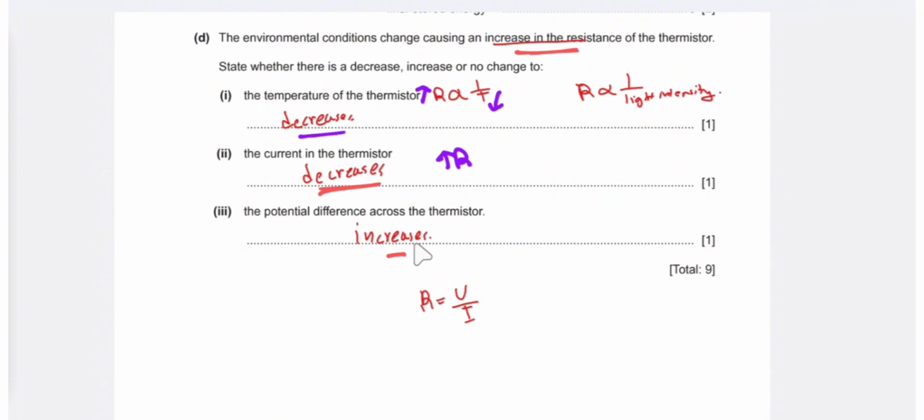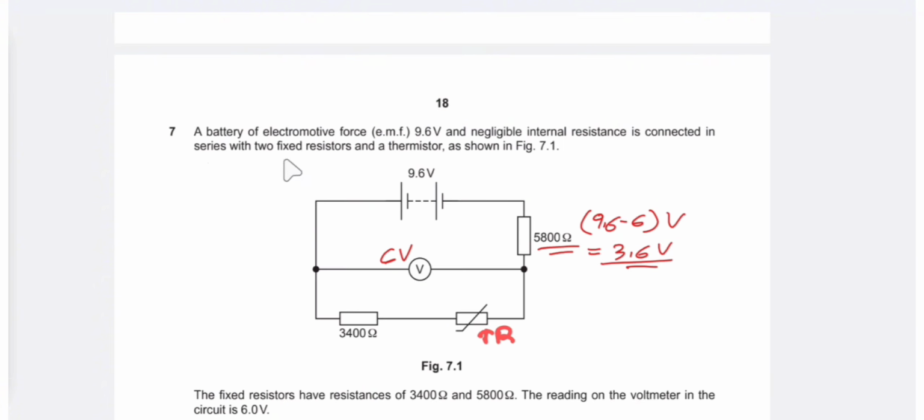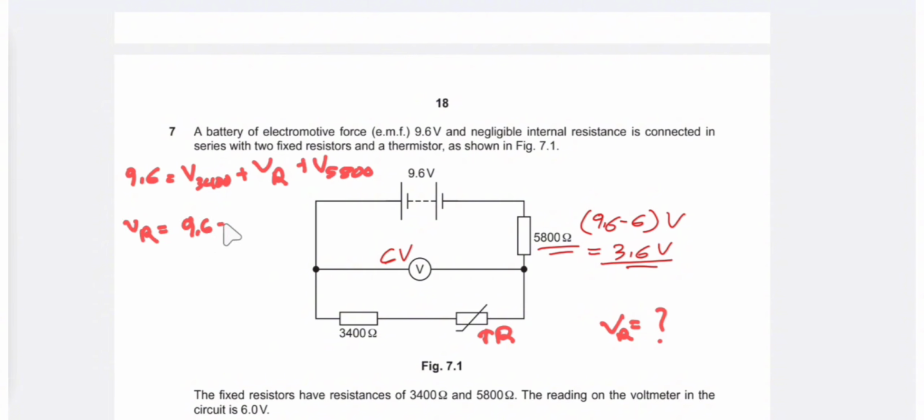Resistance increases. Now what happens to the potential difference across the thermistor? The total EMF, that is 9.6 volt, is equal to the voltage across the 3400 ohm resistor plus the voltage across the thermistor, that is R, plus the voltage across the 5800 ohm resistor. So what is the voltage VR? Does it increase or decrease? VR is equal to 9.6 minus the voltage across the 3400 ohm resistor plus the voltage across the 5800 ohm resistor.